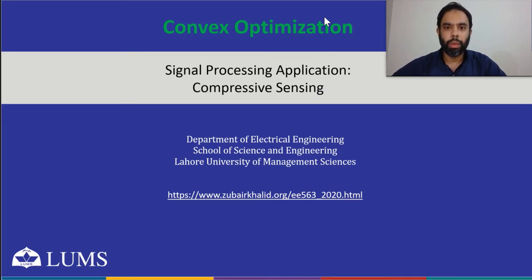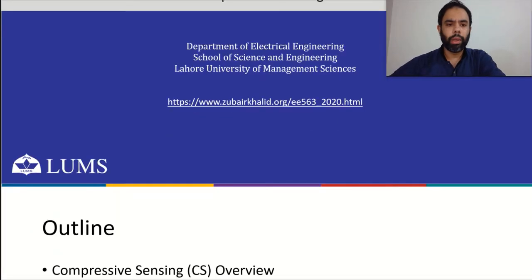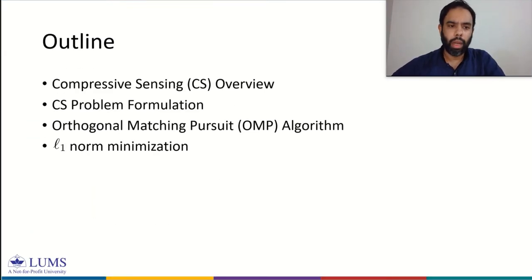In this course module, we will talk about one of the applications of convex optimization in the area of signal processing, and that is compressive sensing. So we will start with a quick overview of compressive sensing. Later, we will formulate the compressive sensing problem, and then we will look at two solutions to solve this problem. The first one would be orthogonal matching pursuit, and later we will look at L1 norm minimization.